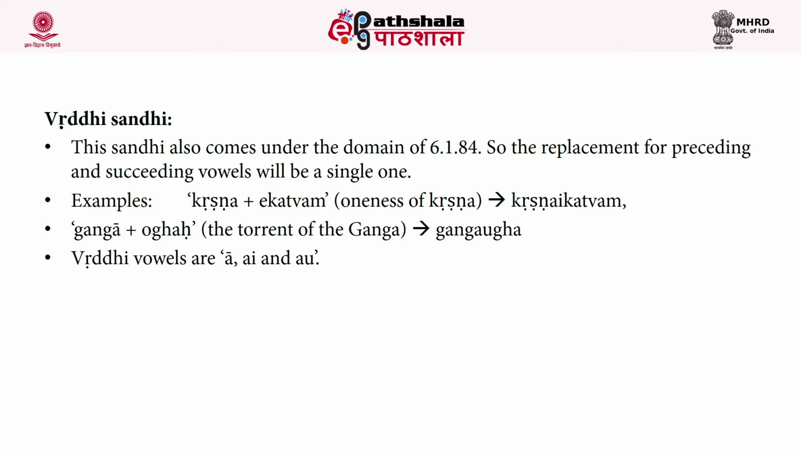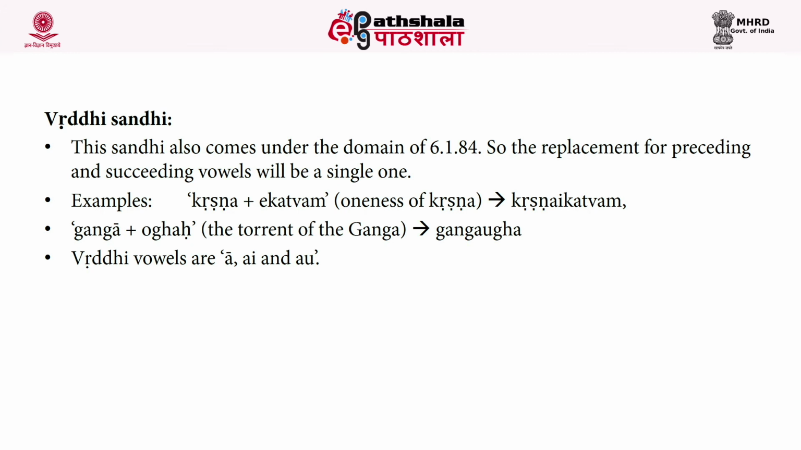So the single vṛddhi substitute for a of Kṛṣṇa and e of ekatvam is ai. We get the expression Kṛṣṇaikatvam. Similarly, the single vṛddhi substitute for a of Gaṅgā and o of ogha is au. We get the expression Gaṅgaugha. The single vṛddhi substitute for a of deva and ai of aiśvaryam is ai. We get the expression Devaiśvaryam. Similarly, the single vṛddhi substitute for a of Kṛṣṇa and au of utkaṇṭham is au. We get the expression Kṛṣṇautkaṇṭham.